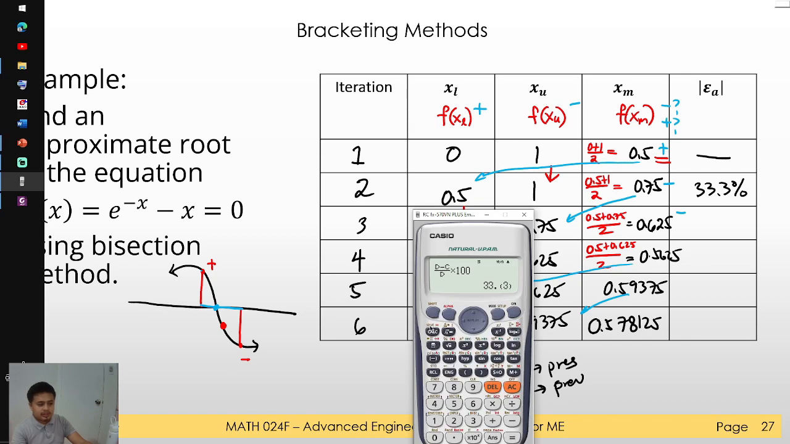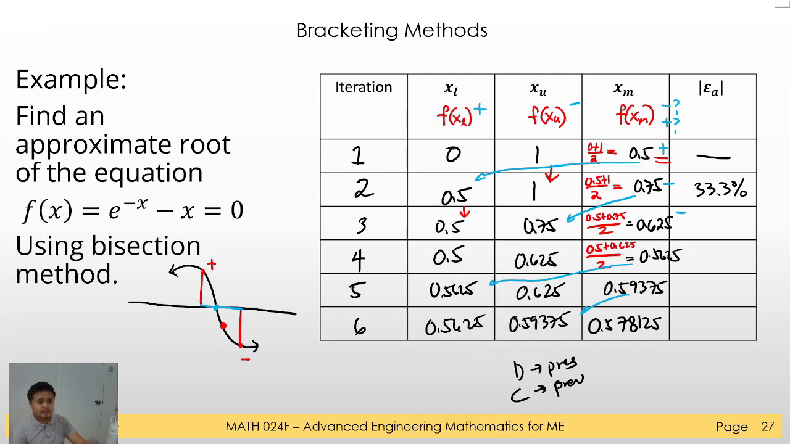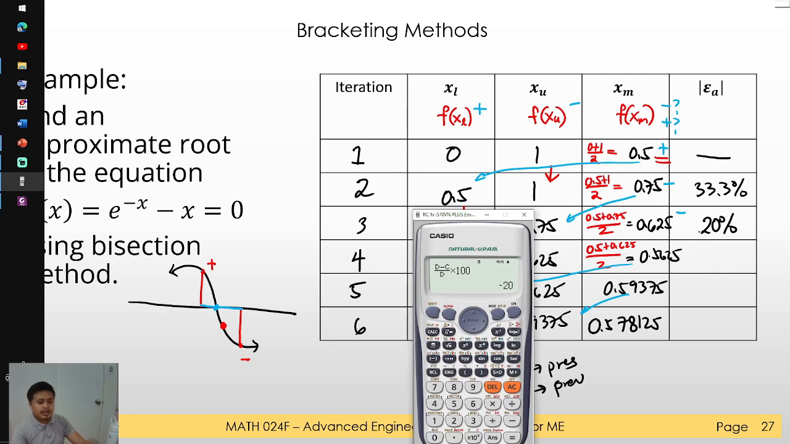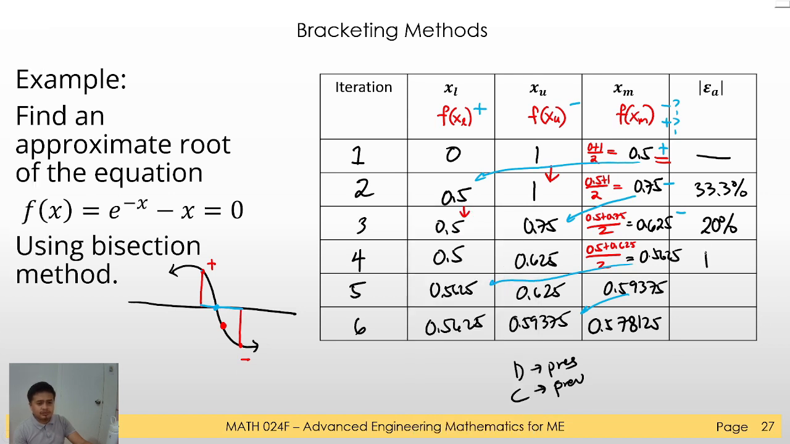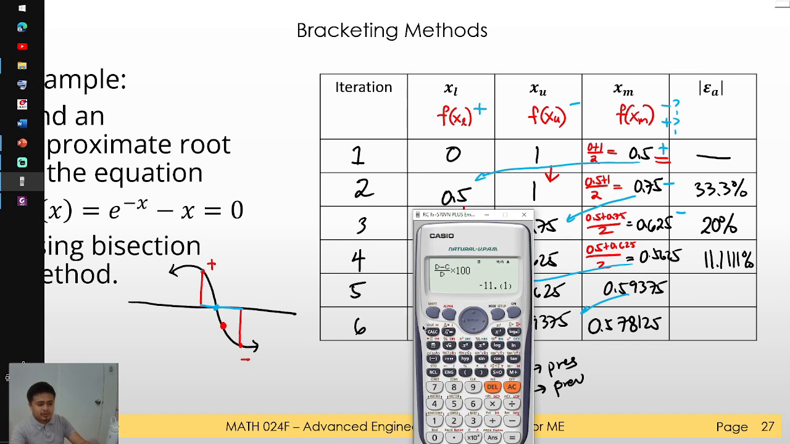Okay, for the next one, we have 0.625 and then 0.75. So the answer is, what did I do? Okay, so 20%. Okay, tama naman pala. And then next one, we have 0.5625 and then 0.625. Okay, negative 11. So absolute value, guys. So we have 11.11%. And then move on.